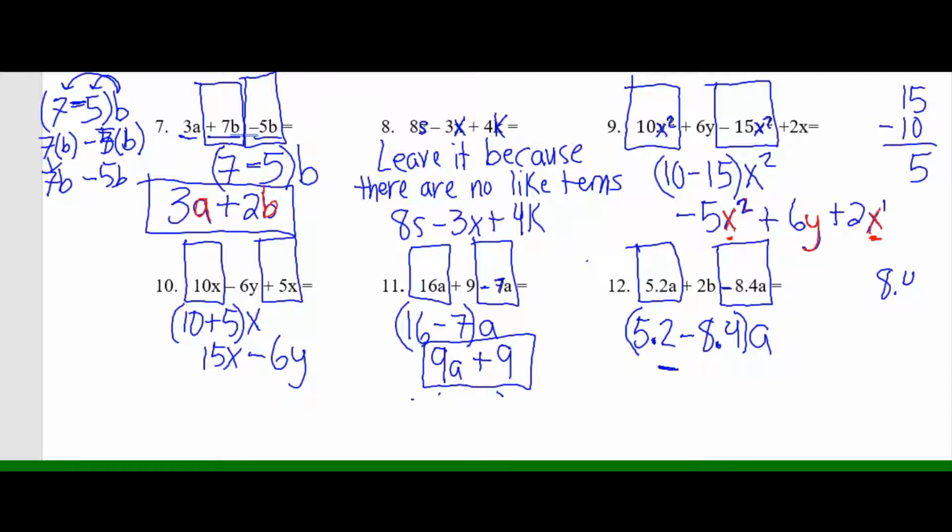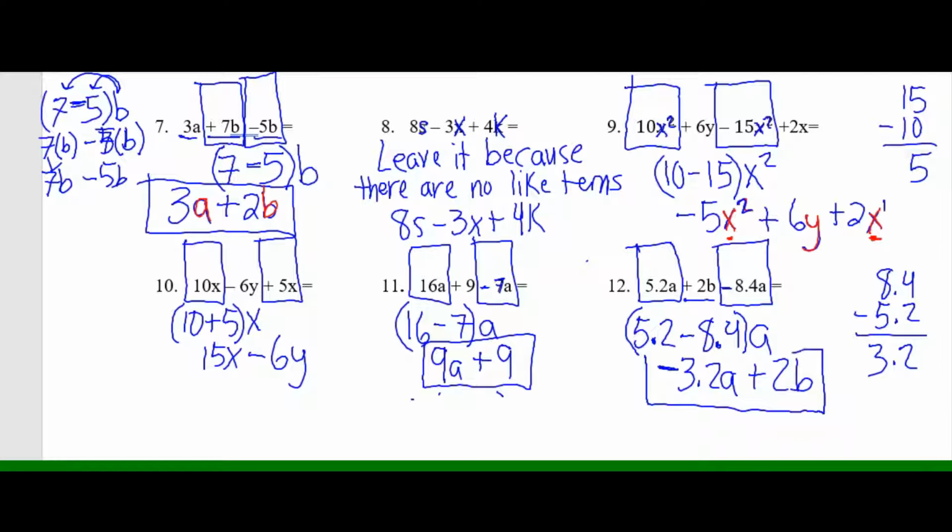So 8 4/10 minus 5 2/10. 2 from 4 is 2. 5 from 8 is 3. So my answer is negative 3 2/10 times a, and I'm going to bring down plus 2 times b, and I'm going to leave it like this because these are not like terms. And this is my final answer right there: negative 3 2/10 times a plus 2 times b.